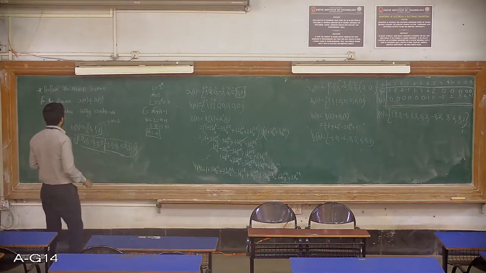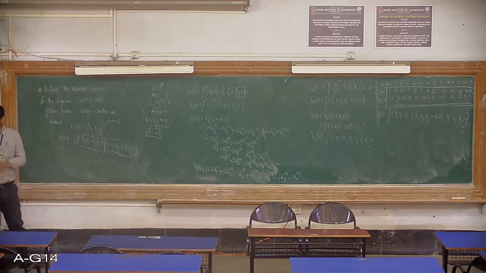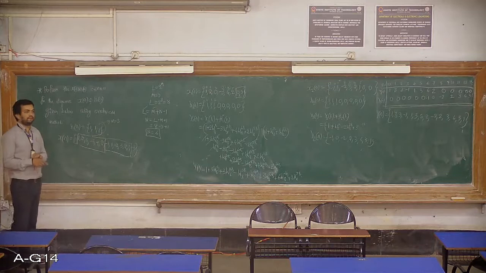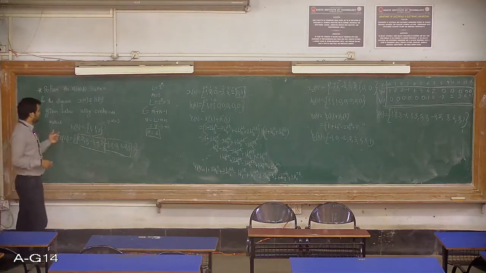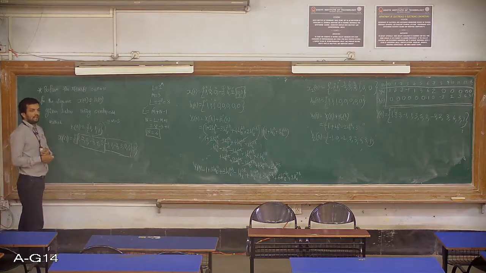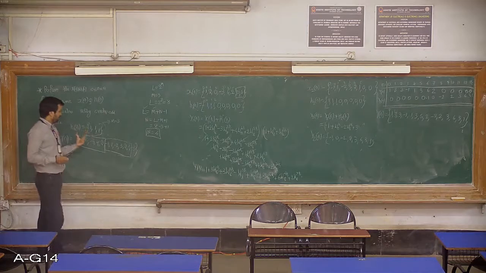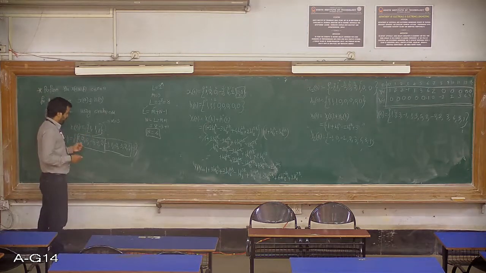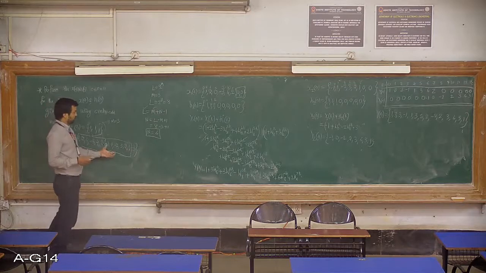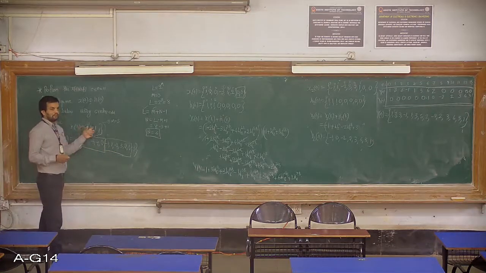See here, we have to find the y of n. The problem statement is given, the x of n and h of n is given. The x of n is 1, 2, 0, -3, 4, 2. So 13 values are given. And here h of n is 1, 1, 1.